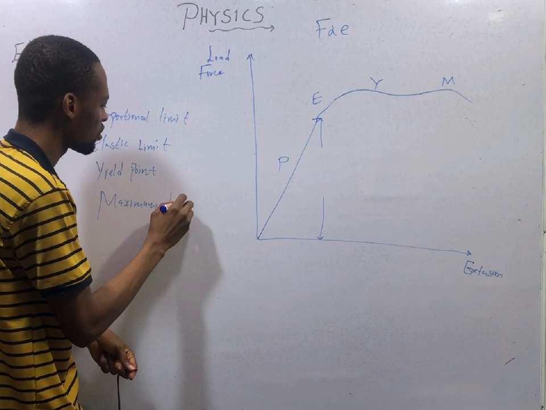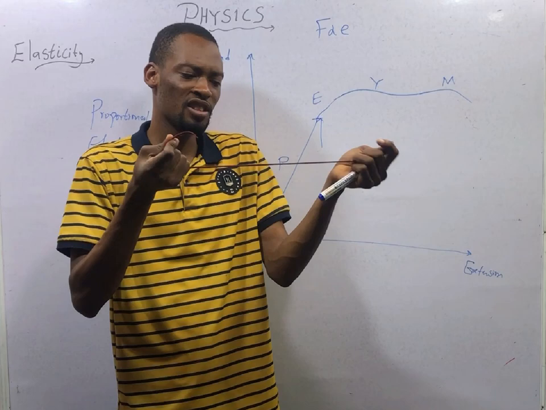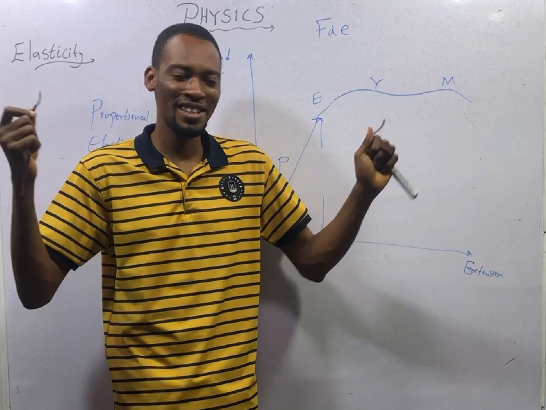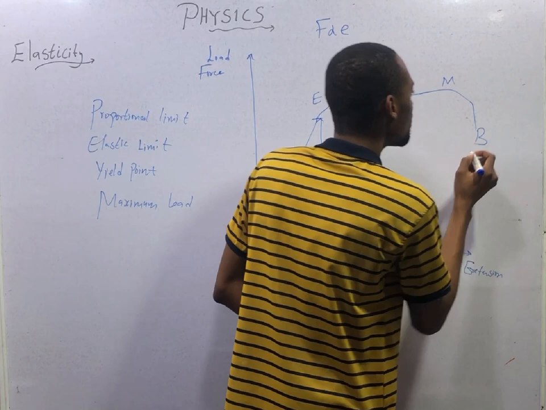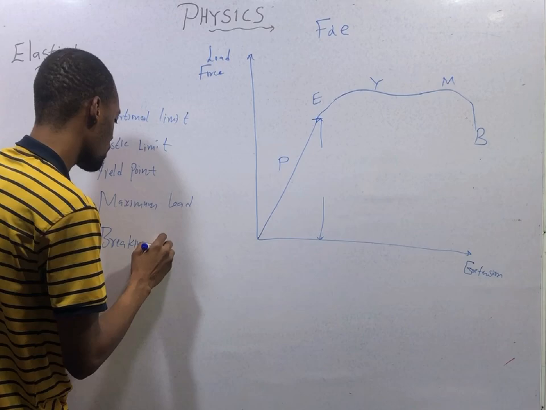Then let's look at something interesting. Although this is elastic, the more you draw, what happens? It has broken. So here, the material has broken. This is B. Let's call it the breaking point. This is the story of elastic material.